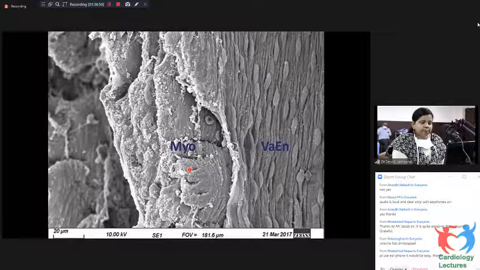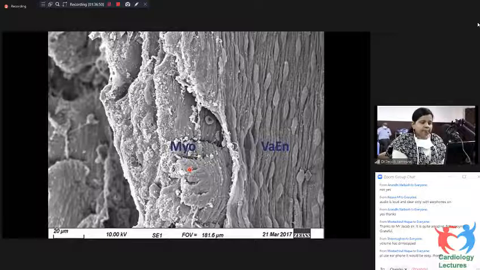So this is a scanning electron microscopic view of the pericardium. You can see the surface lining by mesothelial cells and there are adipocytes in between, and these are the reticular supporting fibers. And here you can see the cross section of a coronary artery, and you can even see the inner elastic lamina very clearly. And this is the endothelial lining of the coronary artery.